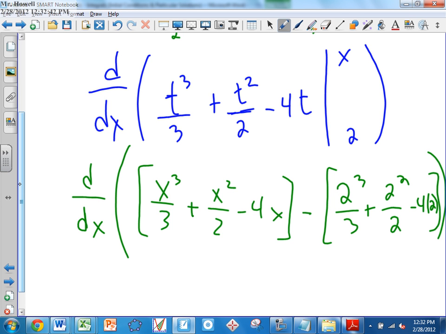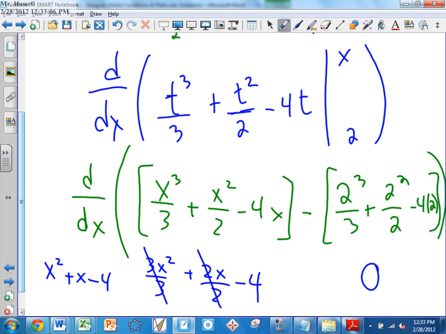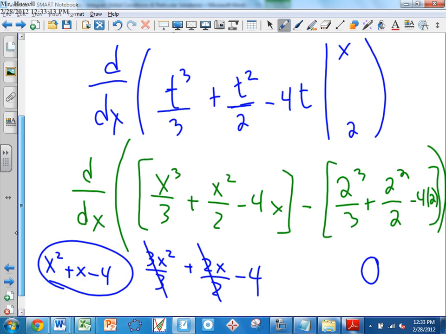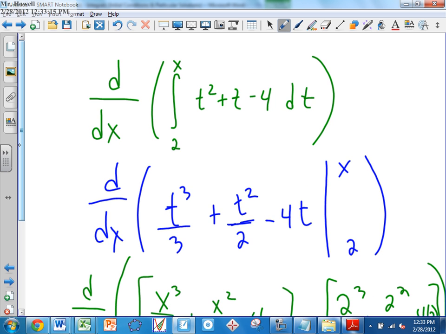Very good, sir. Take the derivative of these. What's the derivative of x to the third over 3? Because now you're doing the derivative of this. It's 3x squared over 3, which is x squared. This is 2x over 2. This is just negative 4. Well, take a look. This is really x squared plus x minus 4. What's the derivative of this number here? Zero. It doesn't matter what it is. The derivative of any number is zero. So this turns out to be your answer. Go back to the beginning, guys. Look at the beginning. Same thing, but that was in t, wasn't it? That's the integral, right? And now it's in x.